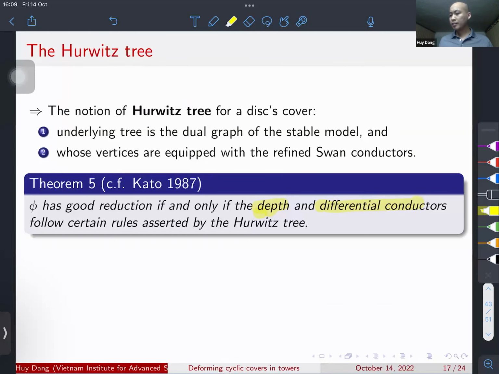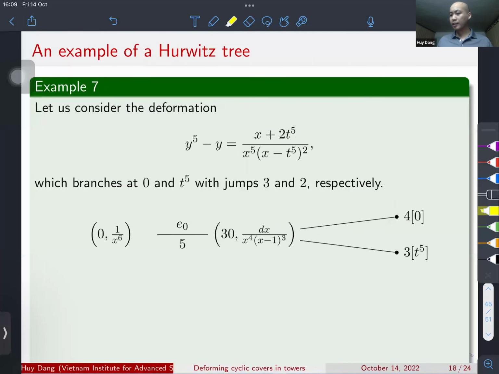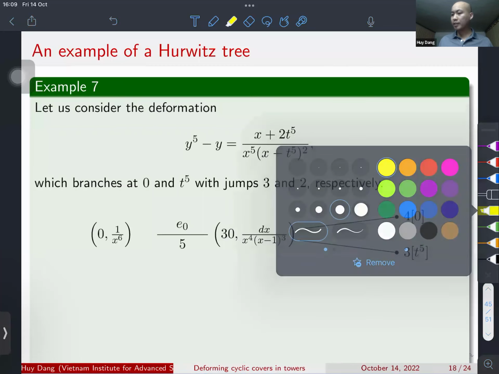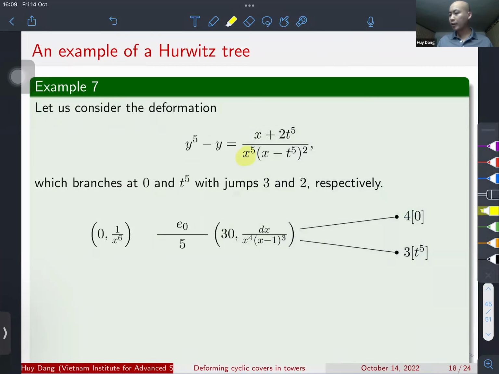Yeah. So maybe let me go to, this is one example of how a tree looks like, right? That is one example we talked about before, because the cover here branches at 2 points, right? At 0 and at t to the 5th. So the tree is going to look like this. The minimal tree looks like infinity, 0, and t to the 5th.